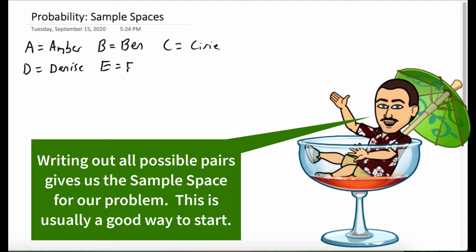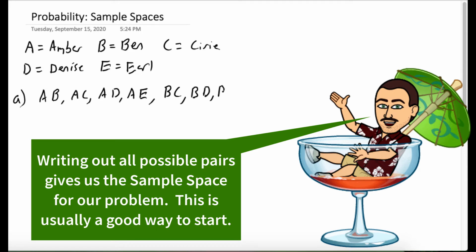And now the first question said, write out all possible pairs of these 5 people. So Amber could be with Ben, or Amber could be with Sari, Amber could be with Denise, or Amber could be with Earl. So it's good to start with one person, find all of their pairs. Now let's go to Ben. We already have Ben and Amber, so let's go Ben and Sari, Ben and Denise, Ben and Earl.